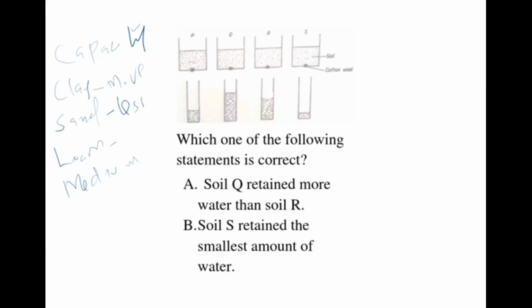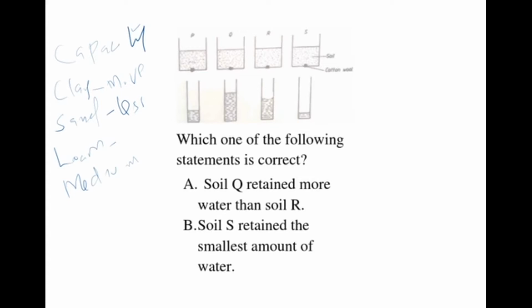B. Soil S retained the smallest amount of water. Here we have soil S, and the water that was collected was little, meaning that S retained more water. More water was retained because less water was collected. Therefore, the statement that soil S retained the smallest amount of water is wrong. Actually, it is the one that retained more water.